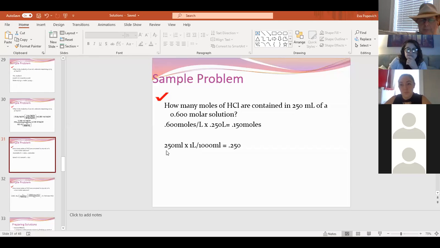Right. And then all you did to get the answer was divide 0.600 by 0.250. Did not divide. Remember, multiply. Yeah, that's what I meant. A molar solution is moles per liter. So all I have to do is multiply it by the liters to get moles.